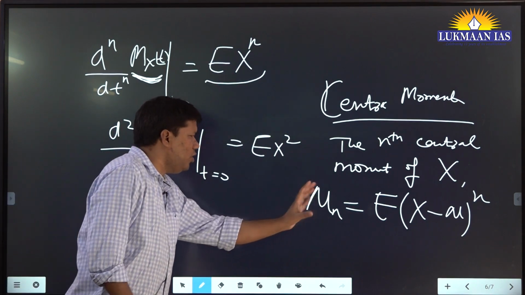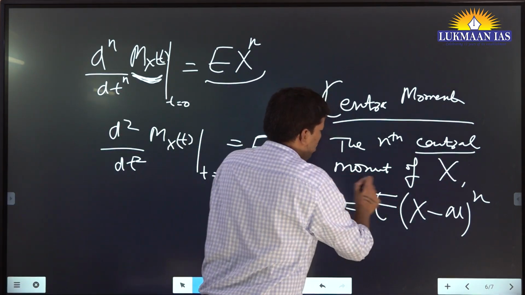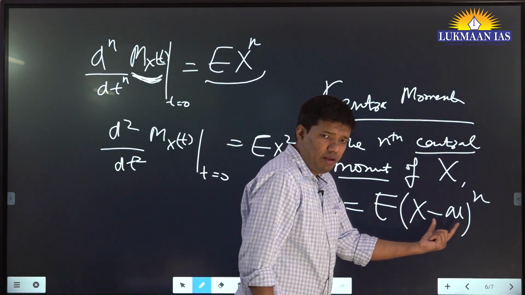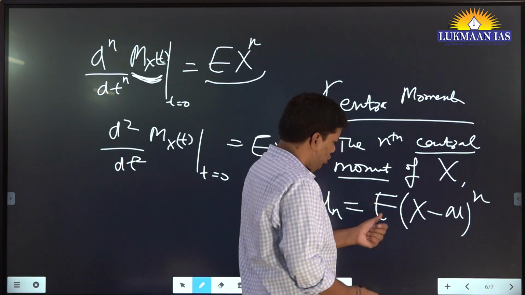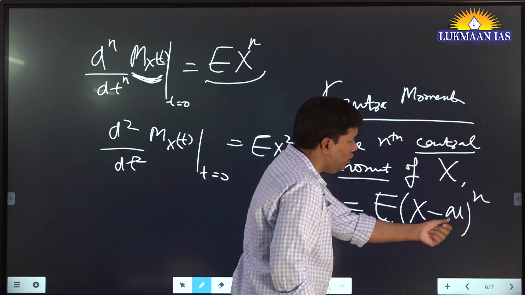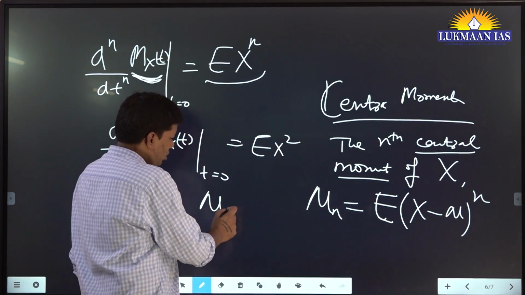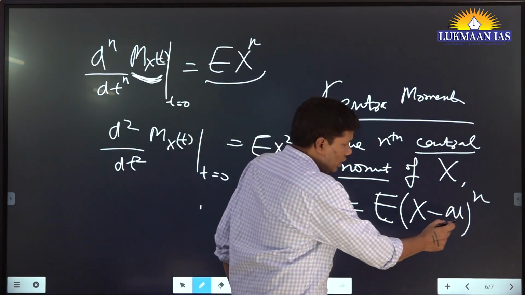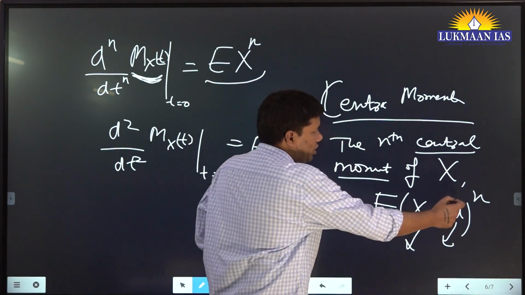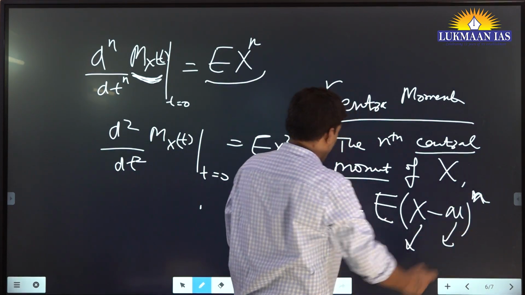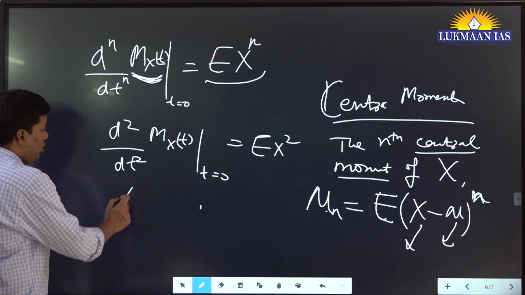The logic is very simple, only the notation is a problem. What is the meaning of central? This means you are taking the difference from the mean, right? X is a random variable, and this is the expected value of X minus mu, where mu is your population mean. You are subtracting and taking that expected value n times, and this is the way you define the nth central moment.